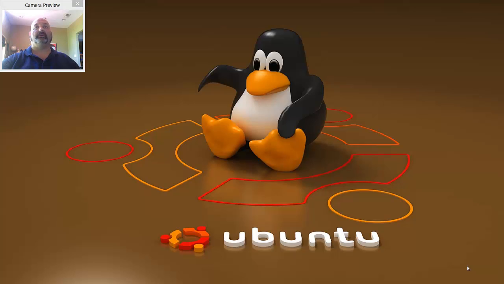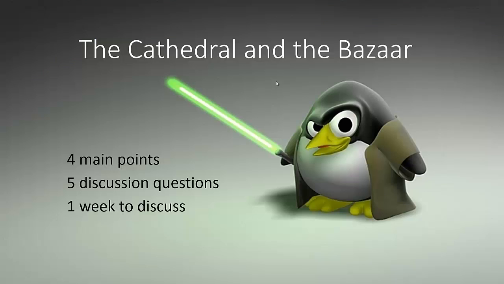Today's topic is The Cathedral and the Bazaar: Musings on Linux and Open Source by an Accidental Revolutionary, written by Eric Raymond. The paper was first presented in May 1997 and first published as part of the book in 1999. What you see on the screen is a logo for Ubuntu, the operating system we are using in the virtual machine for this course. The penguin sitting in the middle of the screen is a symbol for Linux, of which Ubuntu is just one.